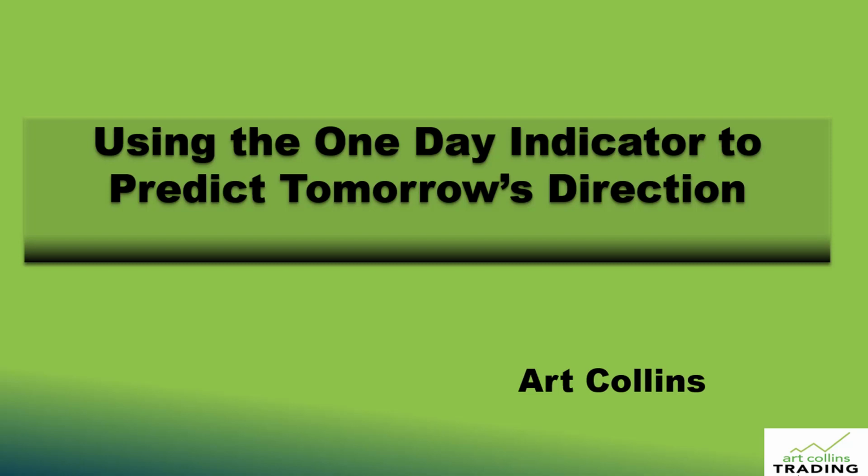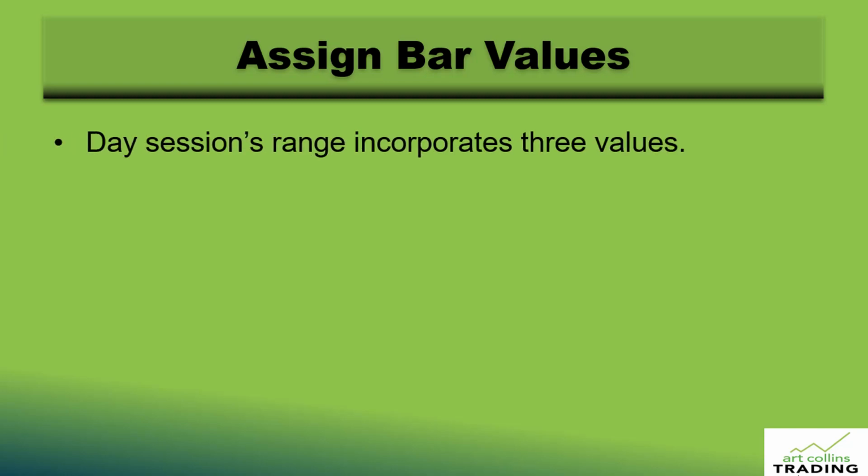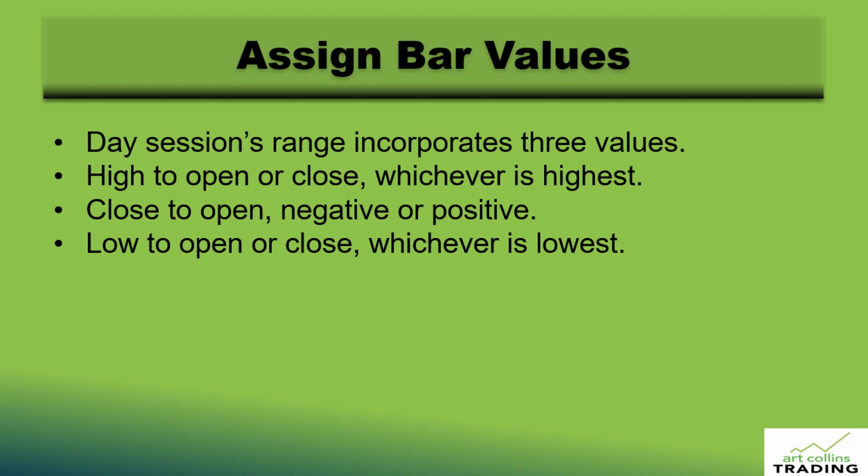Recently, I gave you a new way of looking at the relative strength and weakness of a single day's price action. Let's review it. First of all, we're talking a daily bar, but day session only, 8:30 a.m. to 3:15 p.m. Central Time. And we're going to break the bar into three parts: the high to the open or the close, whichever is the highest, the close to the open, negative or positive, and finally the open or close down to the low.